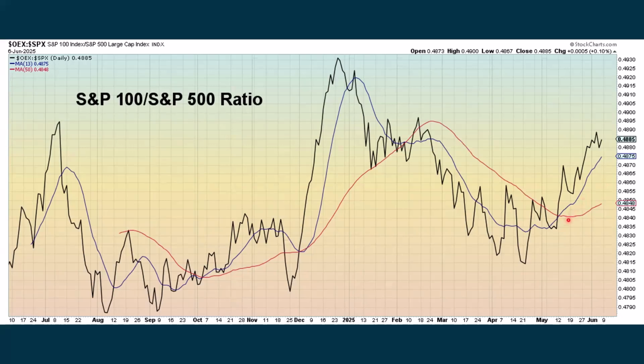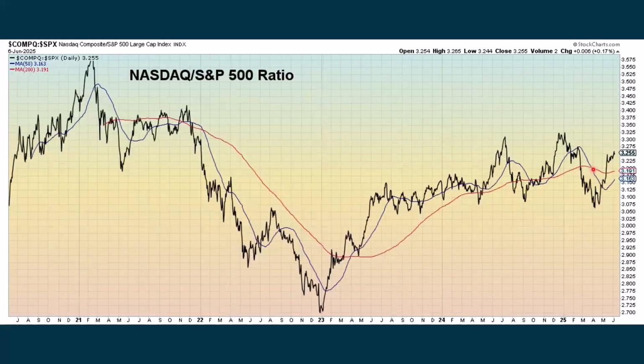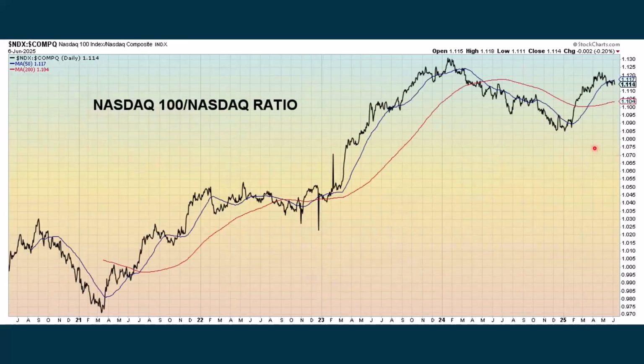That's the S&P 100. And when they're outperforming, this ratio goes up. The NASDAQ has been outperforming the S&P. The NASDAQ tends to be more growth, where the S&P, again, is more growth and value together. So this is more positive when we're above the moving averages and going up. The NASDAQ 100, kind of going sideways lately with the NASDAQ.